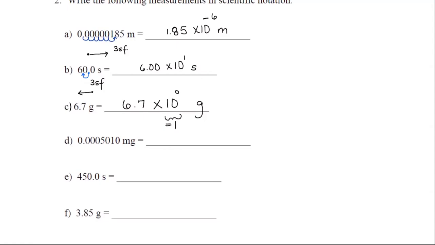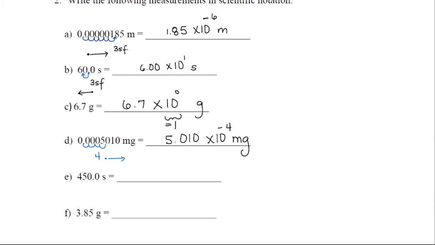So for the first one, we're going to move our decimal place 1, 2, 3, 4 places from left to right. So we're going to do 5.010 times 10 to the negative 4 milligrams. Because remember, here, the 5, the 0, the 1, and the 0, they're all significant. Okay?